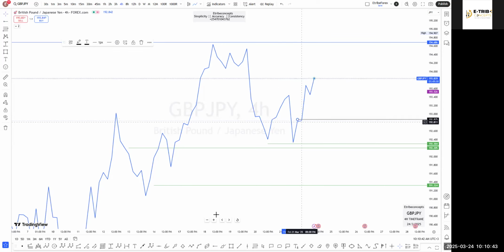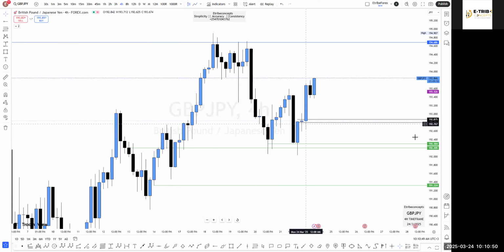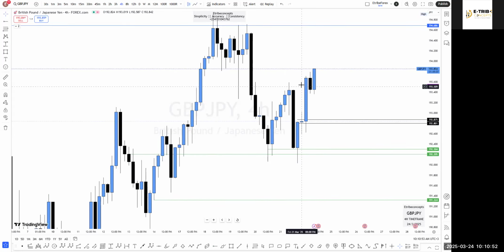These might not hold. When the market comes down, price will trade below this zone. Let me show you. Anytime you see such a kind of move, this is a false breakout. So when the market comes down, it will take all these.